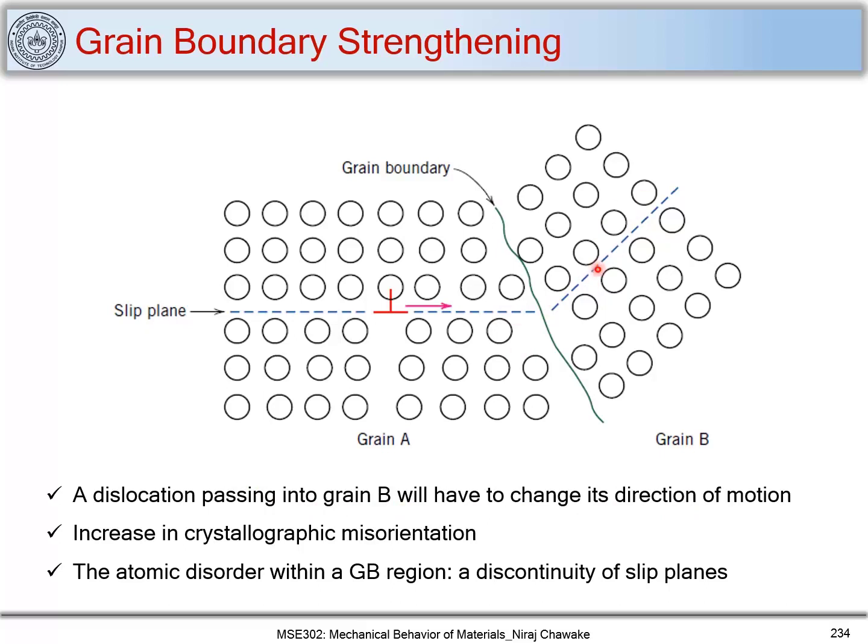If it has to go onto this plane, it has to change its direction. So with an increase in crystallographic misorientation, there will be more resistance offered by the grain boundary to this dislocation. This atomic disorder at the grain boundary region, or a discontinuity in the slip plane, will stop the motion of these dislocations, and thus it causes strengthening in the material. That is why grain boundaries, or an increase in grain boundaries, will lead to strengthening of the material.